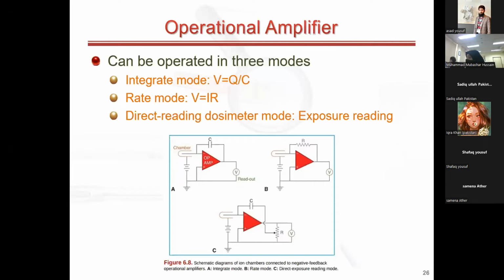Similarly, it can also be used in dose rate mode, where the capacitor is replaced by this resistor R. So when this chamber is irradiated by a radiation beam, the ionization current will pass through this resistance, and it will give us the voltage V equal to IR. It would give us the ionization current that is directly related to the intensity of the radiation beam. And similarly, it can also be operated in direct reading dosimeter mode, where this voltmeter would give us a direct exposure reading in the form of Roentgen or Roentgen per minute.